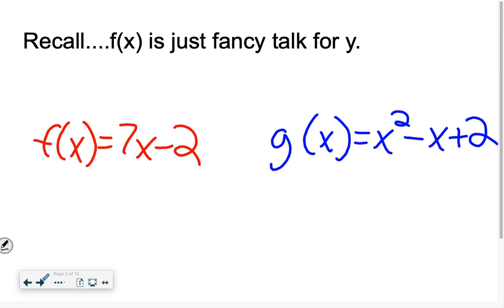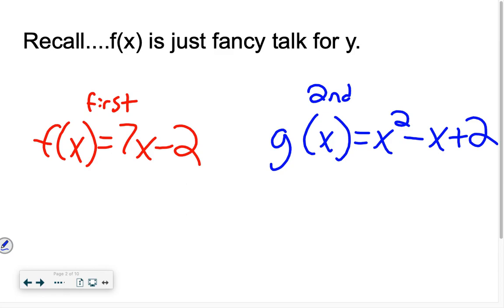So, with that being said, recall, we talked about f of x. It's just fancy talk for y. We've said that. So when we were graphing lines, we pretended that this would just be y equals 7x minus 2, if you recall. Now, today, there's going to be f of x's and g of x's, okay? Meaning, basically, f of x is just the first function, and g of x is just the second, okay? So it's just ways to talk about the different ones.